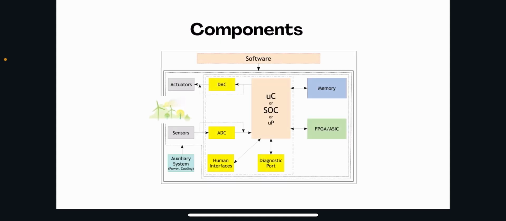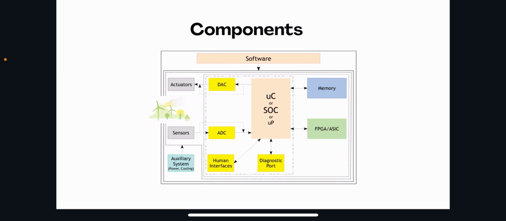Coming to the components of an embedded system, in the middle there is a microcontroller or microprocessor or a system on chip. Obviously, it is connected to memory and an FPGA or an ASIC, and it has software which is in turn connected to this hardware to form the embedded system. There is a DAC, that is a digital to analog converter, which helps you convert the digital pulses or signals to analog form, and it is in turn connected to actuators. Actuators are usually specialized machinery connected at the output of any system to control movement.